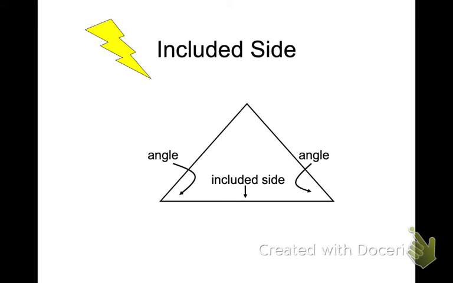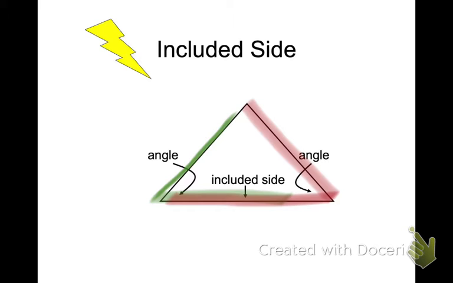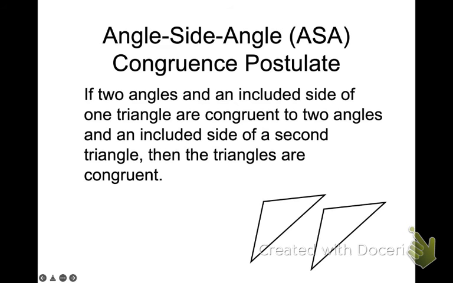So we've got our angles. Your included side would be the side directly between the two angles. If I were to highlight each angle individually, notice that the included side is the same side that both angles share, right? Okay. All right, so what does the angle side angle congruence postulate tell us?